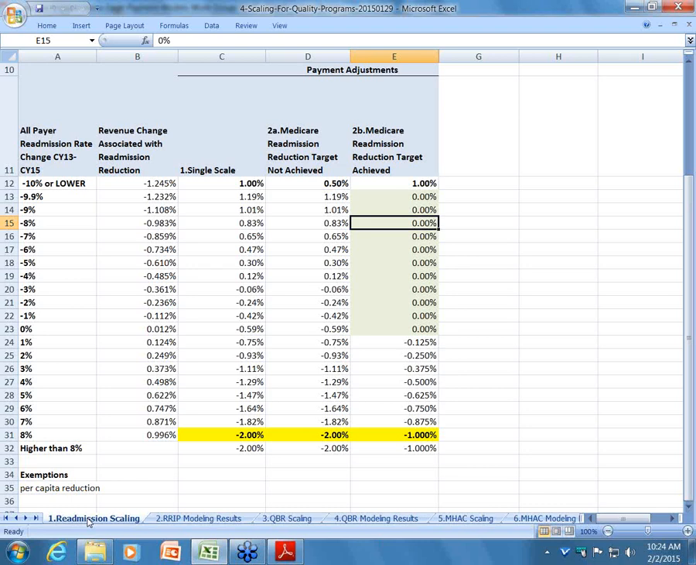Right. So the question is the 10% or less readmission rate reduction. If you reduce your readmission rate 10% or more, the positive incentive is an additional 1% inpatient revenue. Below that, any hospital that either doesn't achieve the target, so you may still reduce your readmissions but didn't achieve the target, or has an increase in readmission rate, is going to have a revenue reduction in the program.